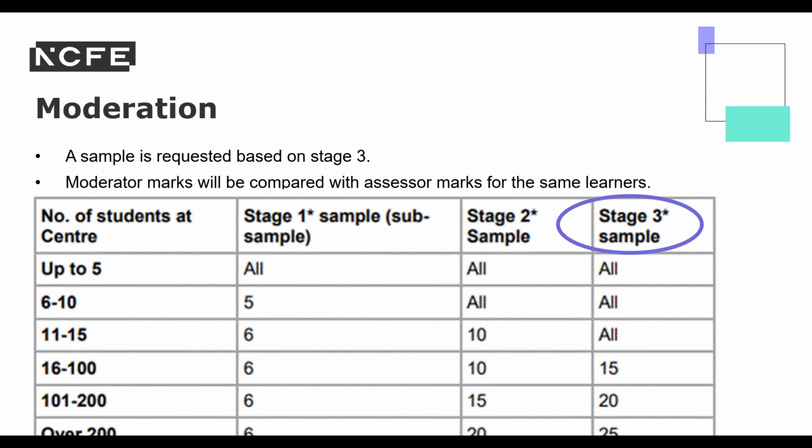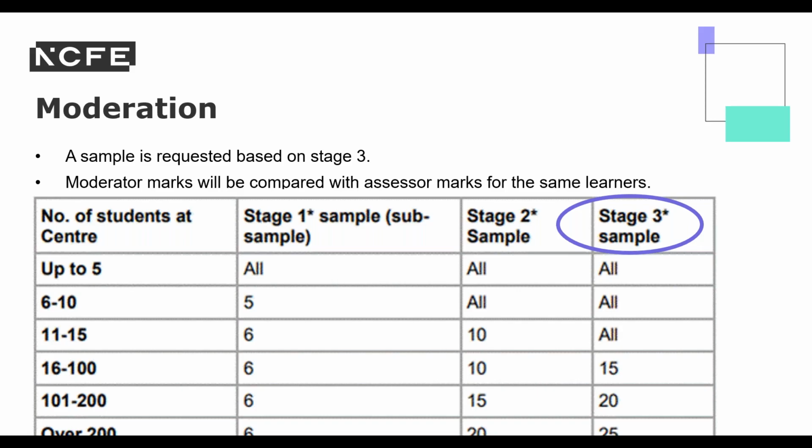Okay, so you're then asked to submit marks for each of your learners on the portal, and we will use these marks to select learners to be sampled based on the JCQ sampling strategy. A sample will be requested based on stage 3, and you'll then be able to view learners that are selected for sampling on the portal.